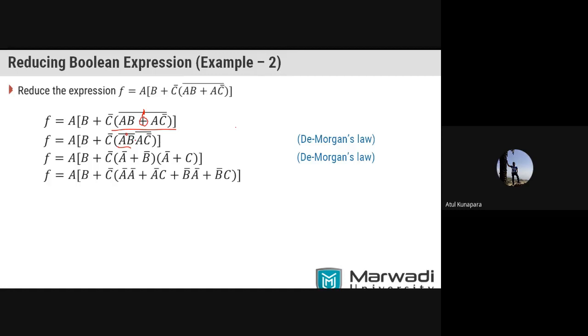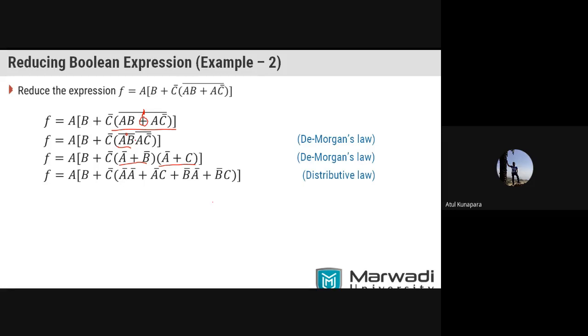Then we apply the distributive rule between these two brackets, A bar plus B bar and A bar plus C. So you get A bar dot A bar first, then A bar dot C, then B bar dot A bar, and then B bar dot C. So these two brackets are distributed, and that's why you get this answer.